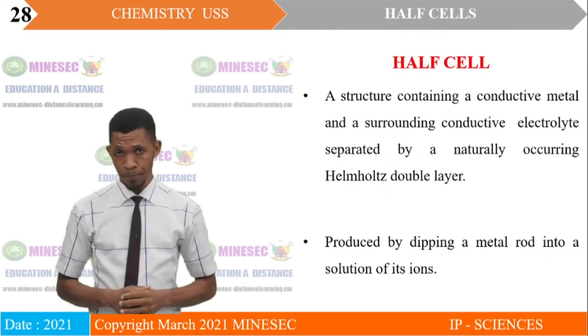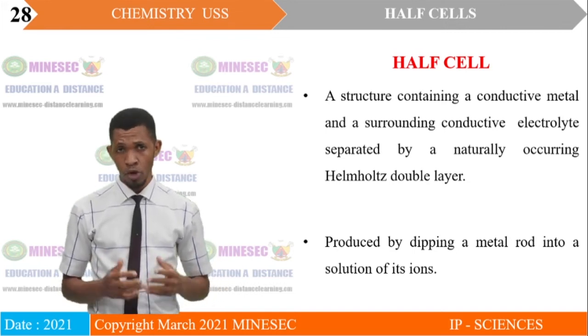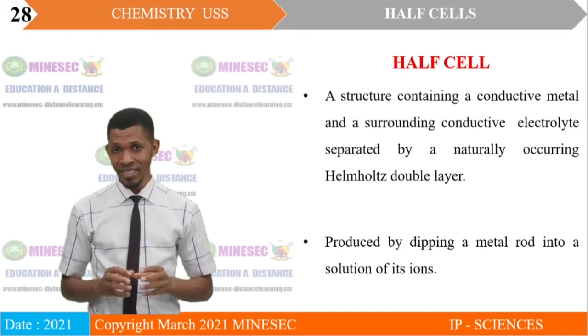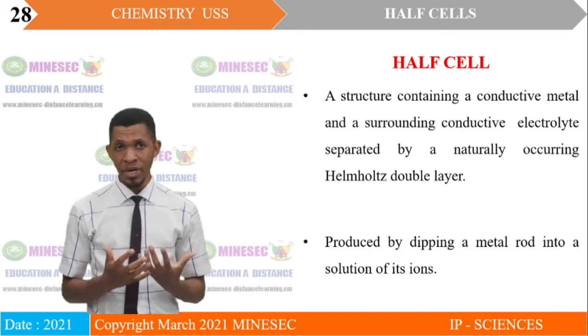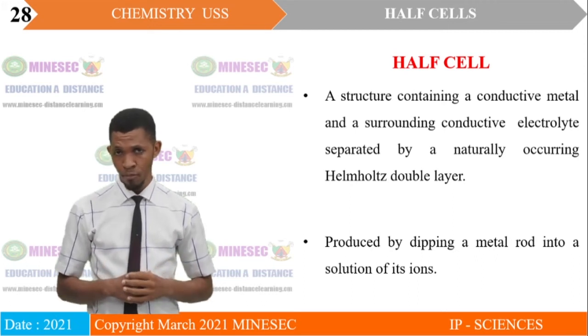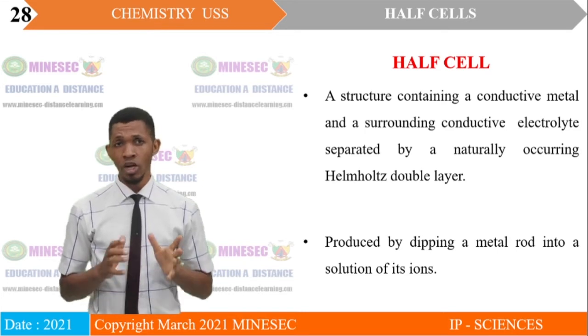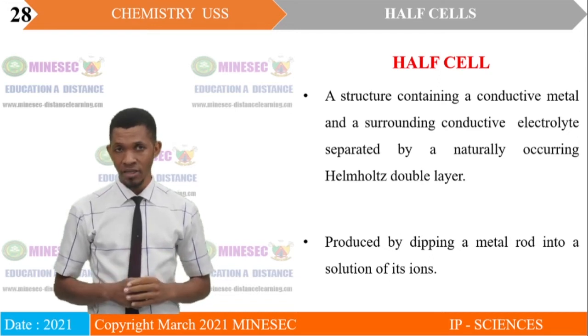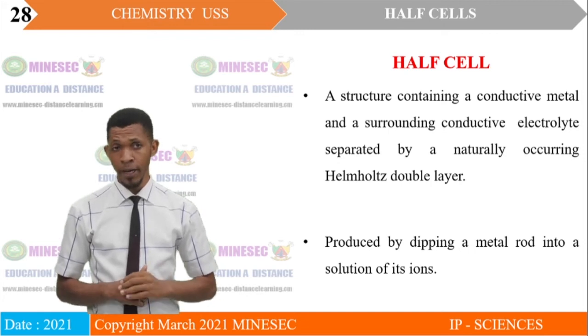Half cell. A half cell can be defined as a structure containing a conductive metal and a surrounding conductive electrolyte separated by a naturally occurring Helmholtz double layer. I repeat, a half cell is a structure containing a conductive metal and a surrounding conductive electrolyte separated by a naturally occurring Helmholtz double layer.